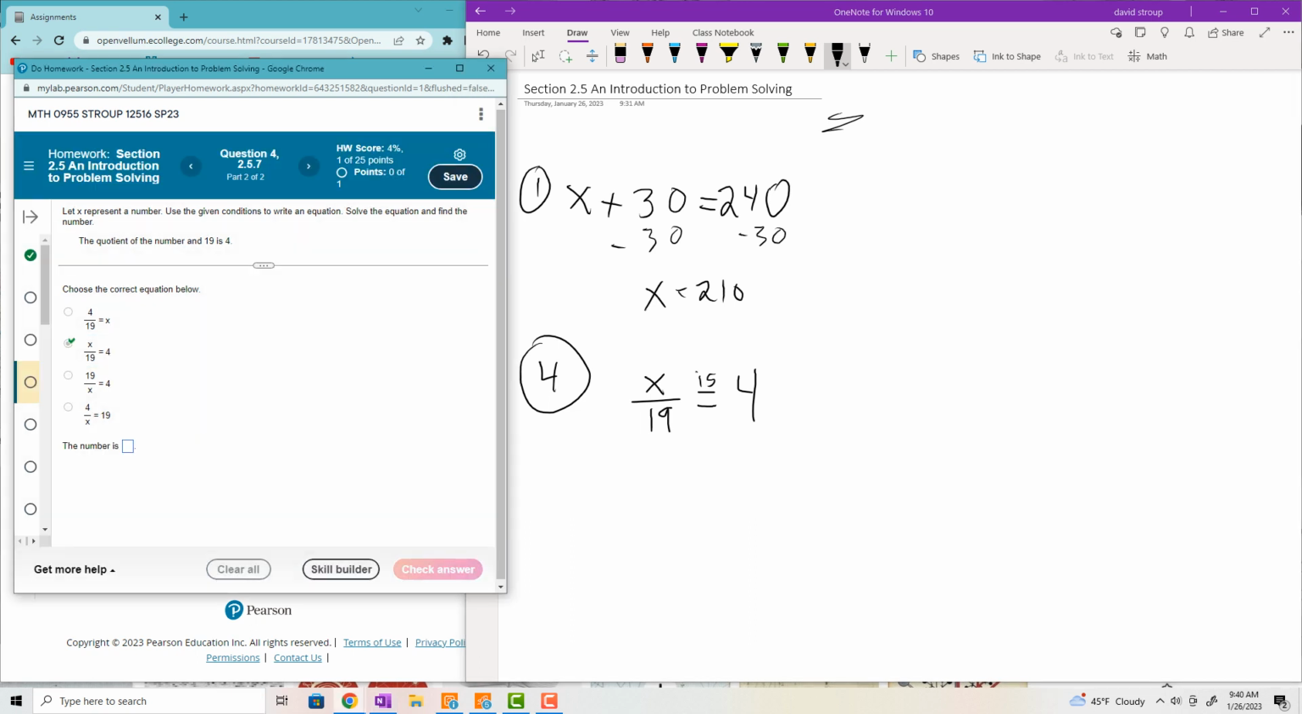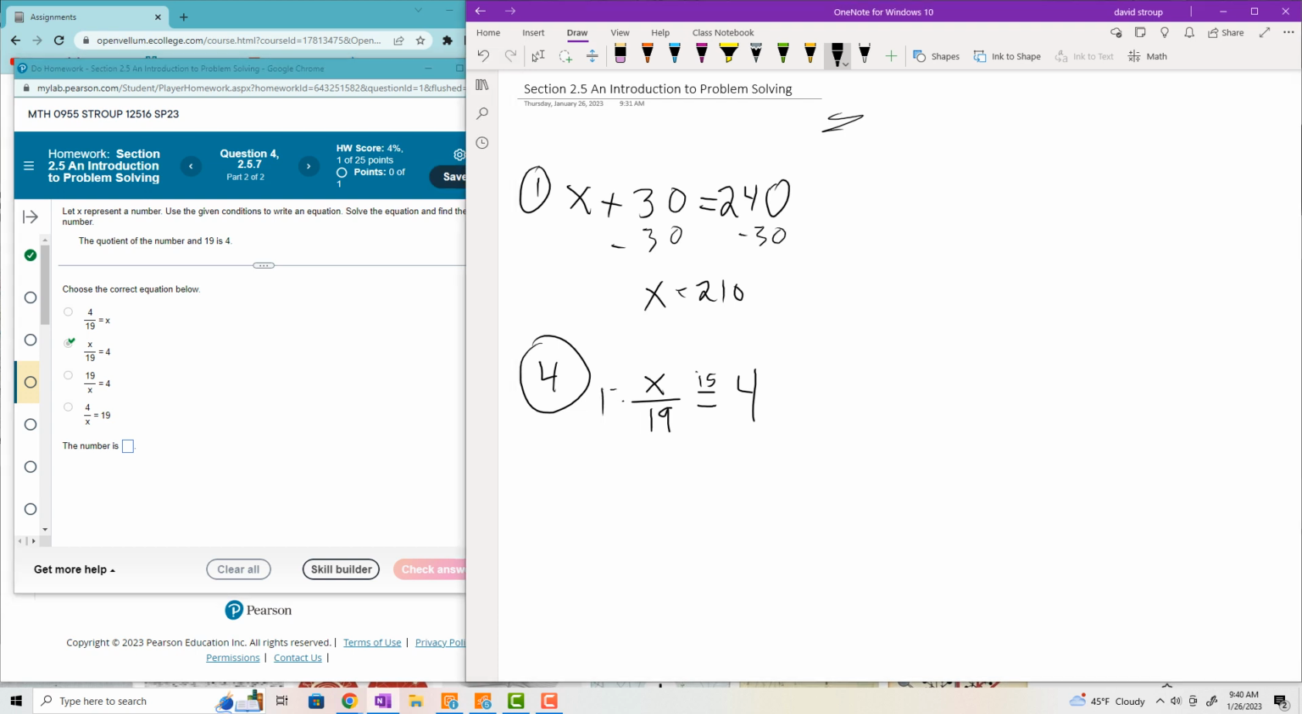And then again, they want you to solve. So in this case, you'll multiply both sides by 19. On the left, you'll just have x. On the right, 76.